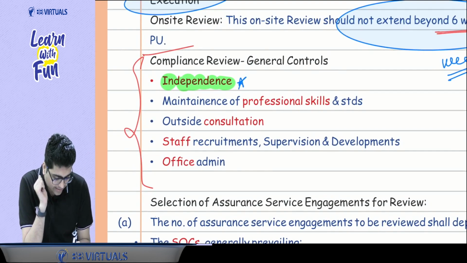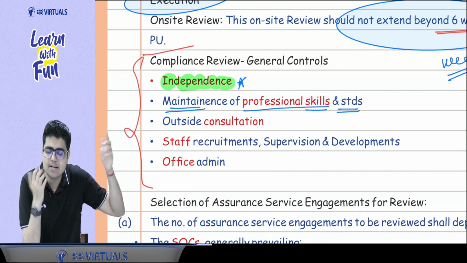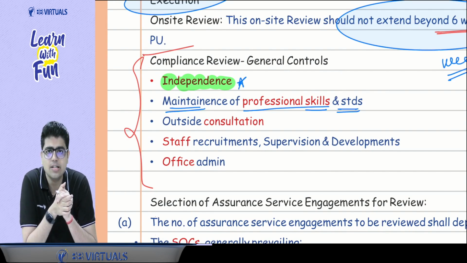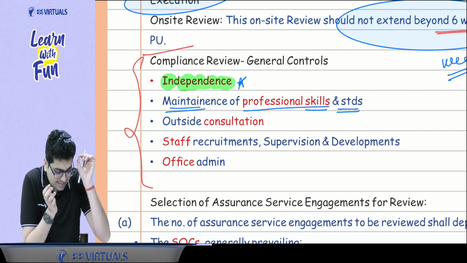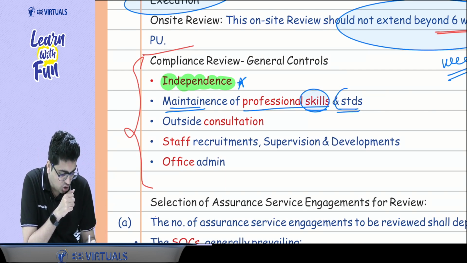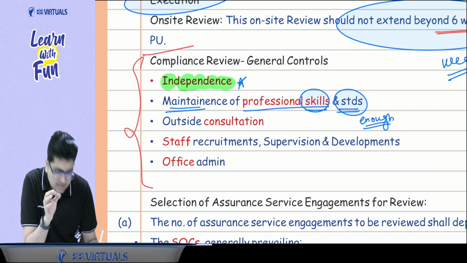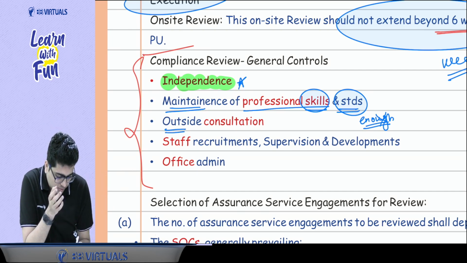Then maintenance of professional skills and standards. Is ethics enough? No sir, ethics are not enough. You also need to be professionally competent. You need to have proper skills. You need to comply with the standards. Very good. But sometimes your skills and your standards may not be enough. In that case, you need to take outside consultation.